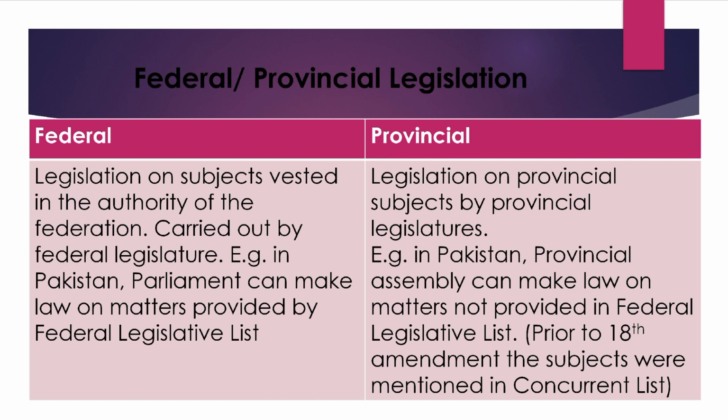Federal and provincial legislation. Legislation on subjects vested in the authority of the federation is carried out by the federal legislature. E.g., in Pakistan, Parliament can make law on matters provided by the federal legislative list. Provincial legislation on provincial subjects is made by provincial legislatures. E.g., in Pakistan, a provincial assembly can make law on matters not provided in the federal legislative list. Prior to the 18th Amendment, these subjects were mentioned in the concurrent list.